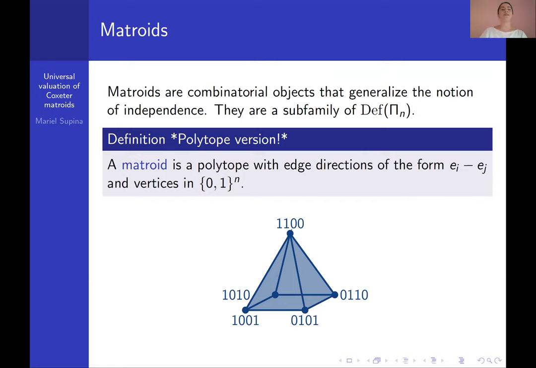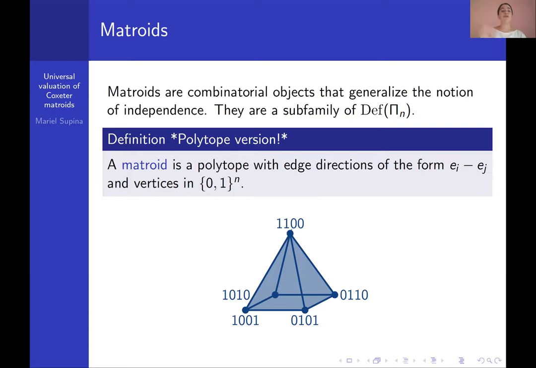There are a lot of different ways to define a matroid, but I'm just going to think of them as polytopes for this talk. So if you know about other definitions of matroids, you should think about that, but I'm just going to talk about the polytope definition. Matroids are combinatorial objects that generalize the notion of independence, and they are a subfamily of generalized permutahedra. But in fact, they're not themselves a family of deformations of something. They're just a family of polytopes that lives inside the deformations of the permutahedron.